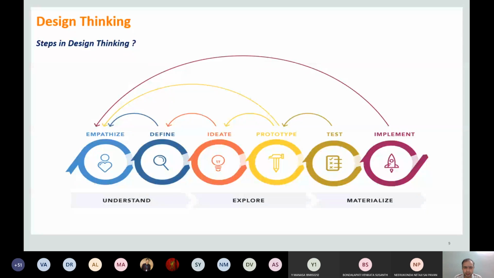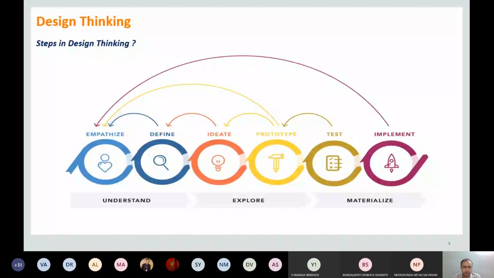Then the next process is called ideate. How am I going to convert the defined problem into a product? I am going to think about that product. That is ideate. After thinking, I am going to build a prototype of the product with whatever ideas I have. With that prototype, I will launch it and do an alpha testing, the first level of testing. Then after testing, I will rectify the mistakes I made with the prototype. Then I will improve the product and implement those changes. Then I will launch the product in the market.